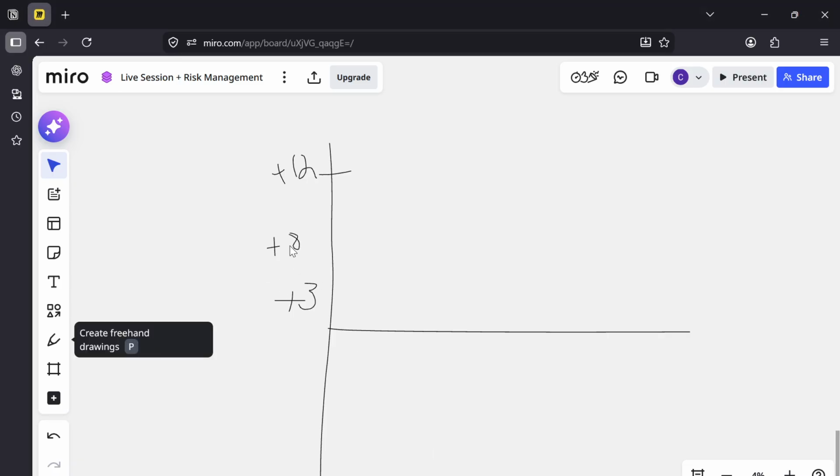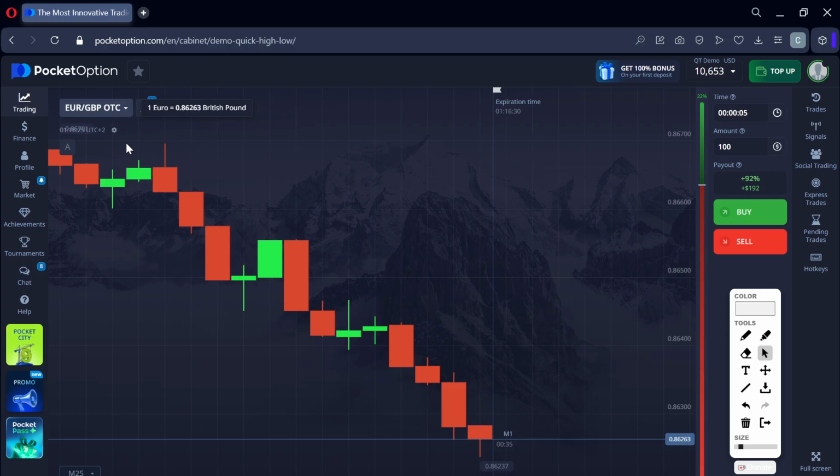So we're still up 8 units, right? We're only 4 units away from our take profit. This will now make it a lot easier for us to trade.